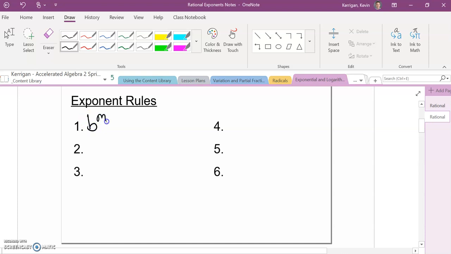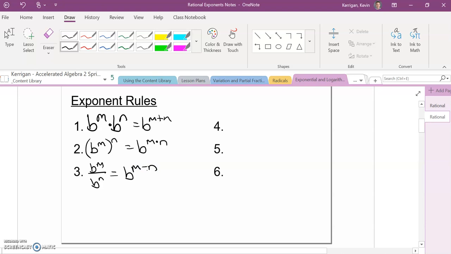First one being that if you have like bases that you are multiplying together, so you have b to some m power times b to some n power, all you simply do is add those exponents. When you are raising a power to a power, b to the m raised to the nth power, in that case, you multiply those exponents. When you are dividing like bases, you subtract the exponents.